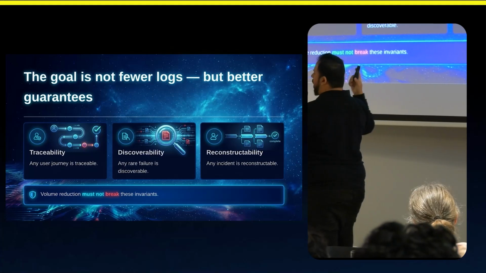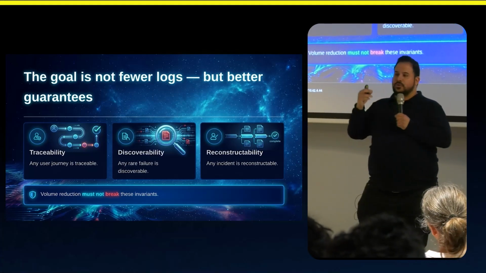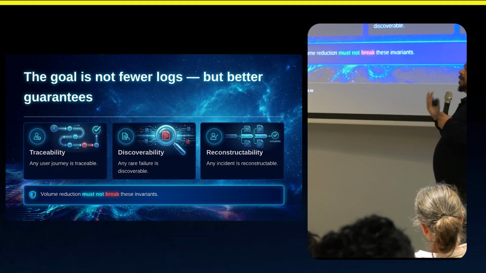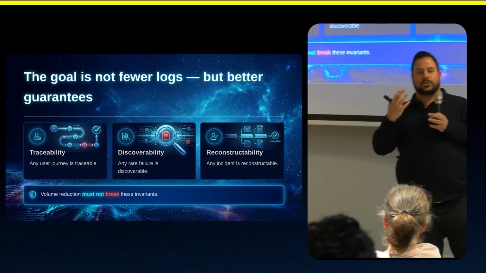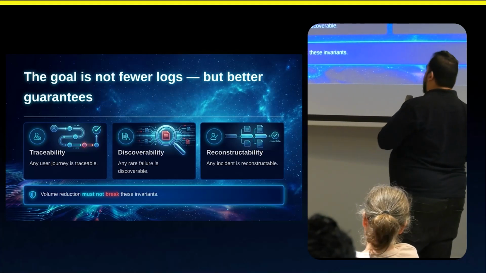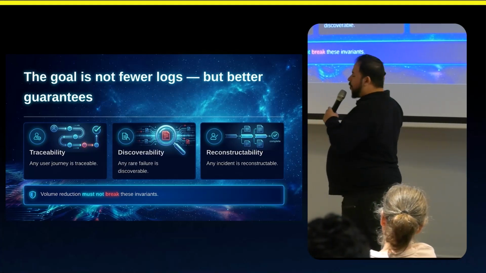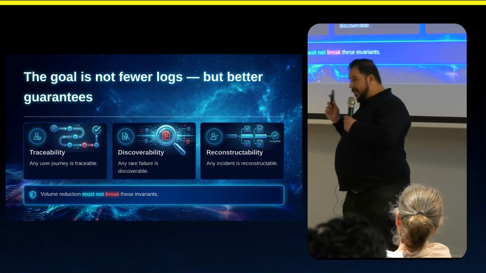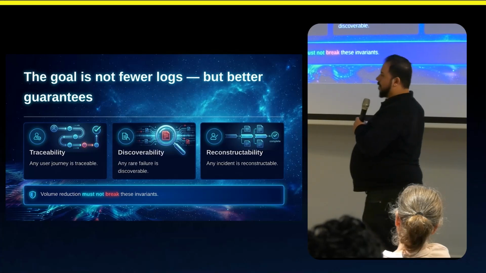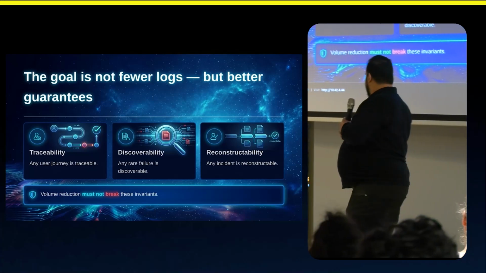And they want to be able to reconstruct what happened when an incident occurs, meaning they want to understand what happened, they want the journey, they want the story, in order for them to solve it. So if we're doing reduction, and we need to do reduction, as I mentioned before, it can't break those invariants, because if it does, that's a problem.